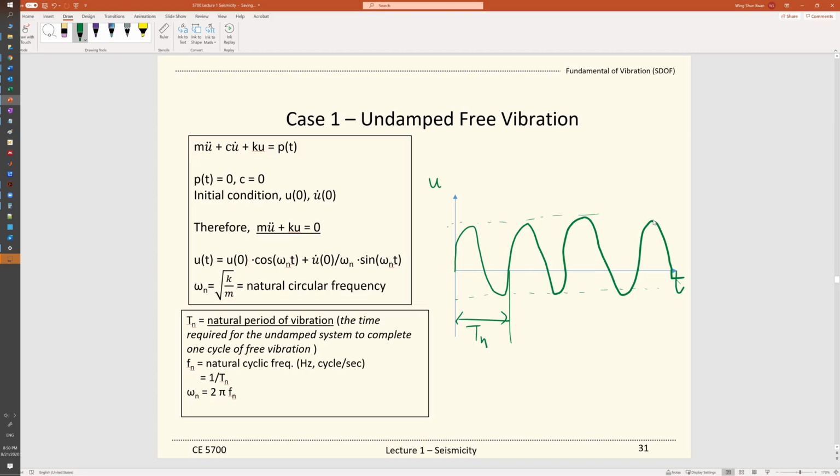And this will be related to the cyclic frequency, which is the reciprocal of the period. And the frequency will be related to the natural circular frequency. And this frequency depends on the mass of your SDOF, the single degree of freedom system, and also the stiffness of the resistant force, the spring force. So this is the most simple case for the undamped free vibrations.